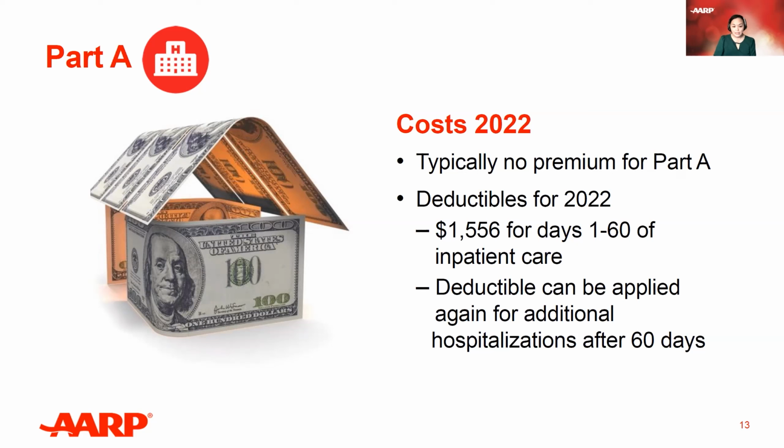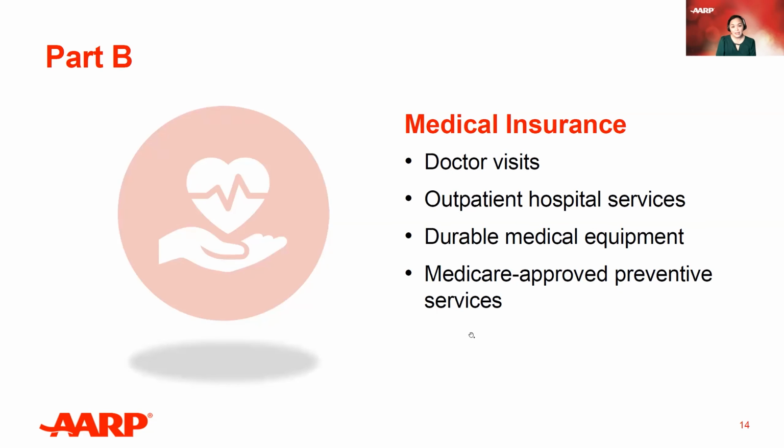The benefit period ends when you haven't gotten any inpatient hospital care for 60 days in a row. If you go into a hospital or a skilled nursing facility after one benefit period has ended, a new benefit period begins. So that is very general information about the costs for Part A and what Part A is, which is hospital insurance. Moving on to Part B.